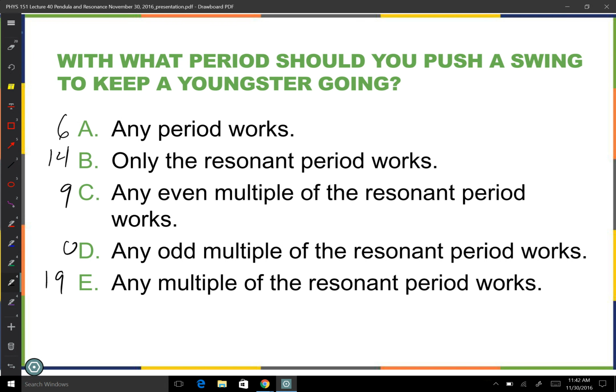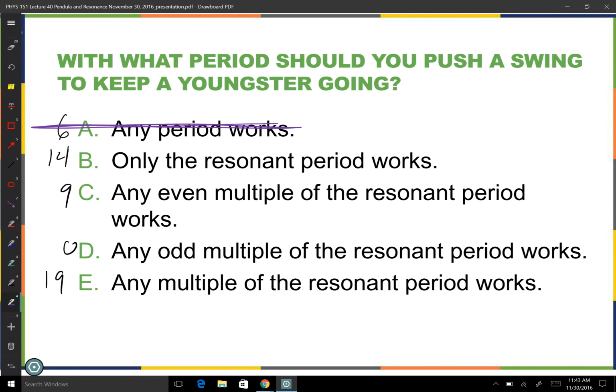So I have to have a certain period. Not any period will work. So we can rule out the top one. You could definitely have the wrong period. So then resonant period. All the rest of them have to do with the resonant period, the time it takes to come back and go forward.